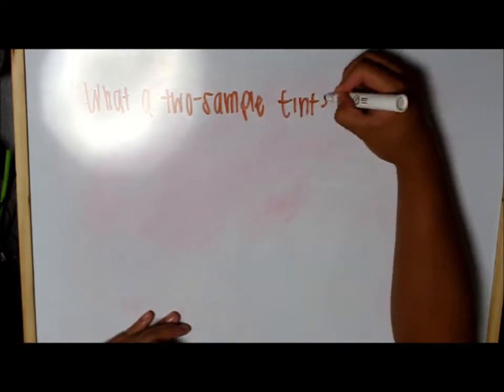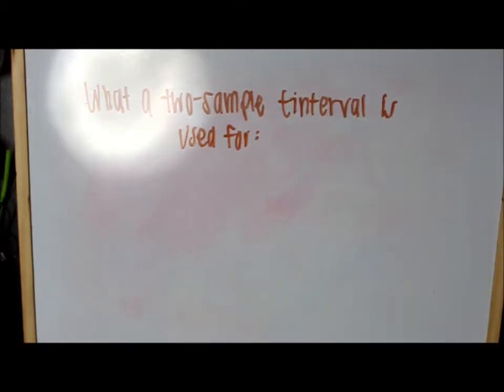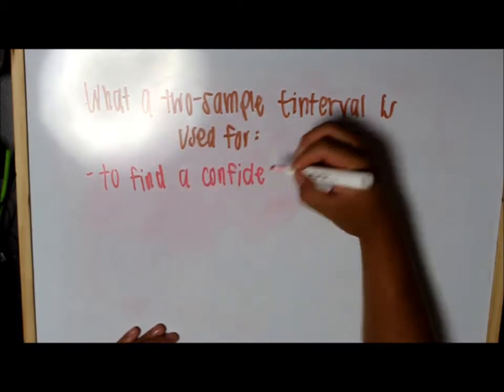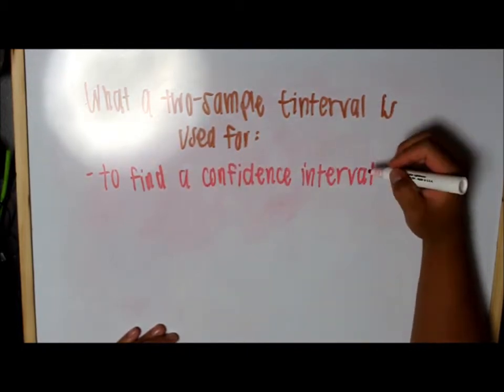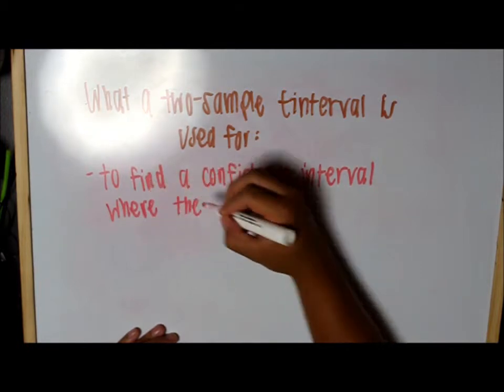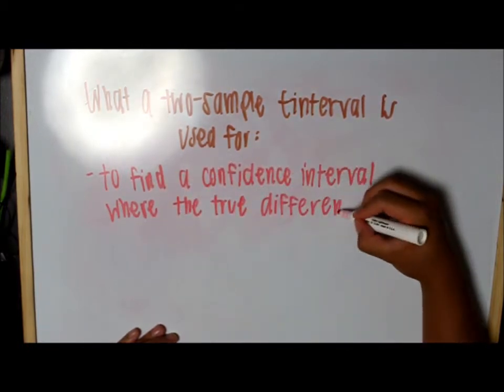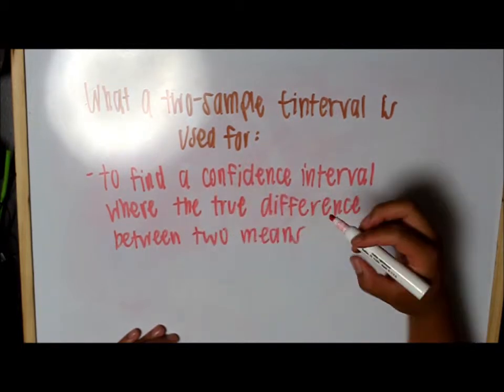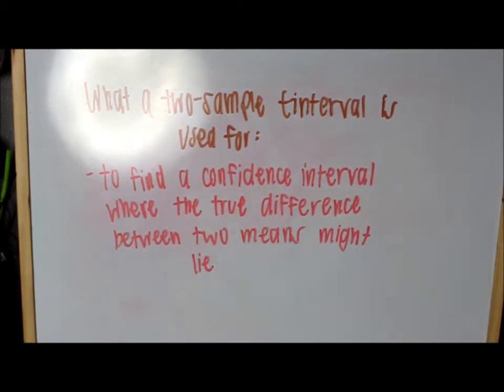Now, what a two-sample t-interval is used for is to find a confidence interval where the true difference between two means might lie. The confidence interval may become smaller or bigger due to the level you use, and a confidence interval can also be used to show if there is any difference at all between the two means.